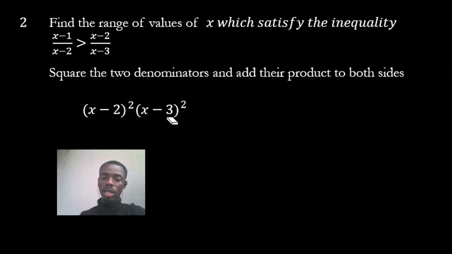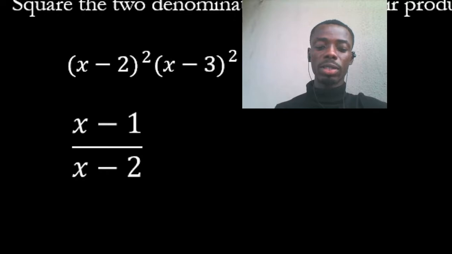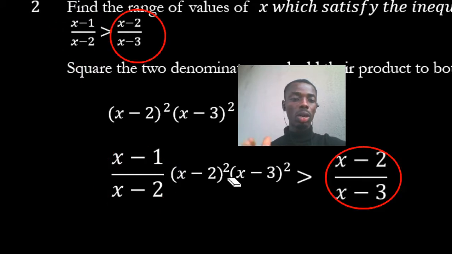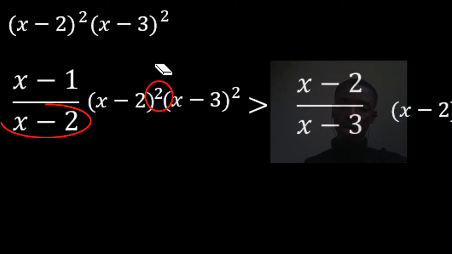The product of their squared values is what you multiply both sides by. So this is what I'm having on the left hand side, multiplied by the squared values, then bring down the inequality sign, and what I'm having on the right hand side, multiplied by the squared values as well. Now I want to simplify. Here is a denominator with a square up here, so this denominator goes and this square also goes.